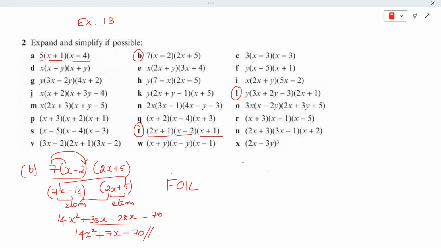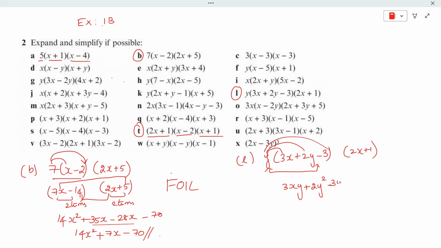Let's move on to L. So y times 3x plus 2y minus 3, times 2x plus 1. So the three expressions are given here. So how can I solve it? Again, first find the product of the first two expressions. So I'm going to multiply y with all the three terms. So you will get 3xy plus 2y square minus 3y, right?